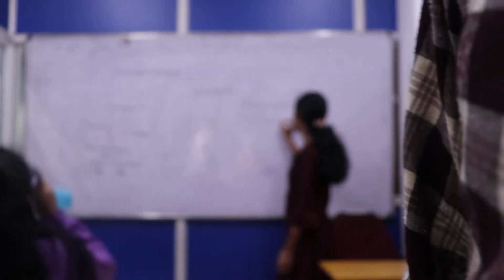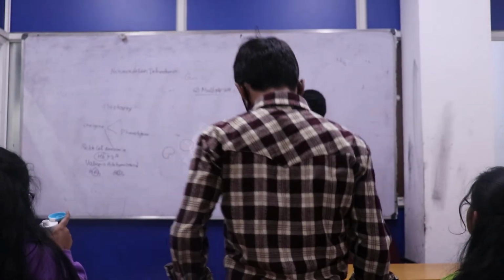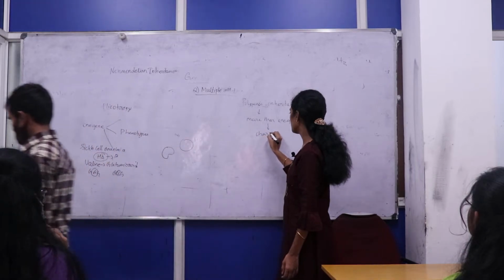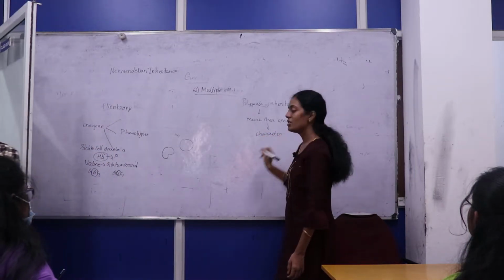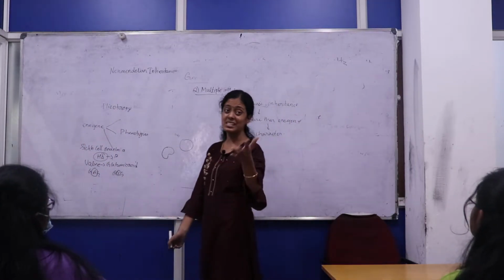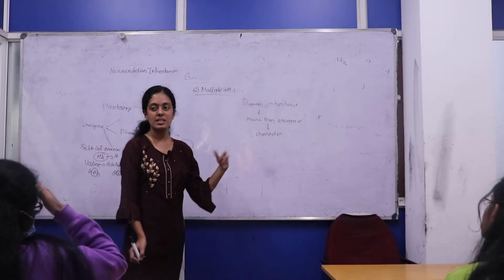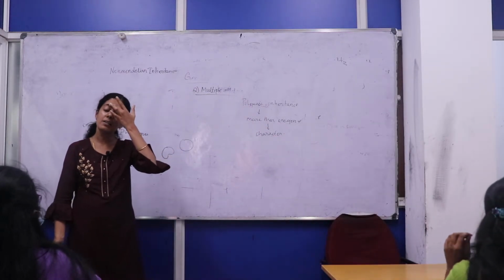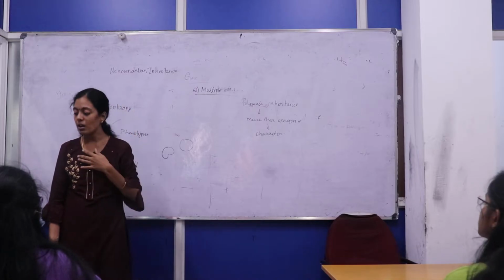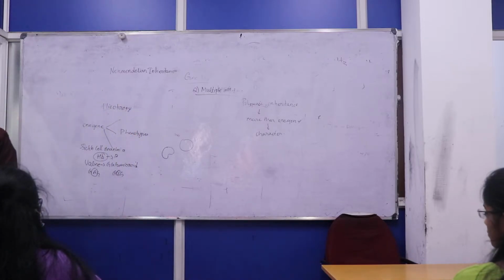One gene determining a single character is called polygenic inheritance. Example, skin color in man. Okay, just now we discussed skin color in man is an example for polygenic inheritance.